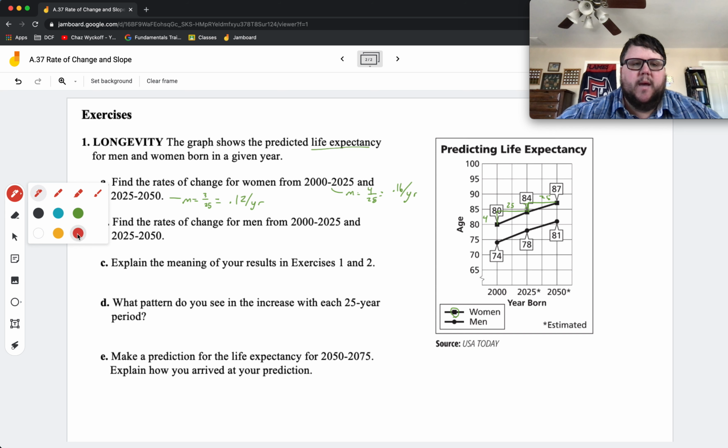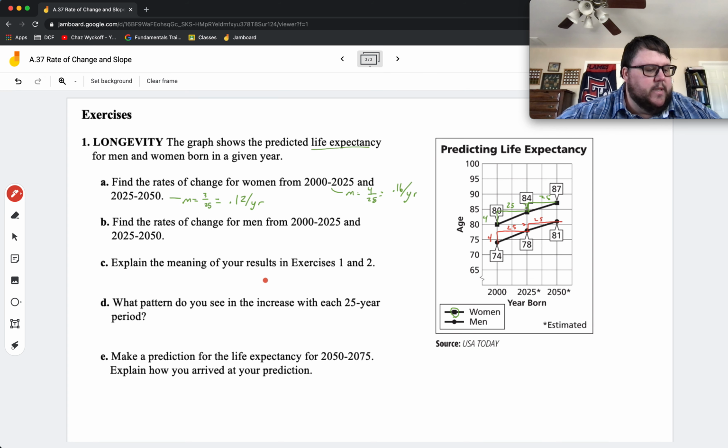So now let's look at the men. Same thing. So I went up 4 over. Actually, I'm gonna let you guys do the men's. So it went up 4 over 25, and it went up 3 over 25. So it's the same thing as the women's. So you can go ahead and do that one.